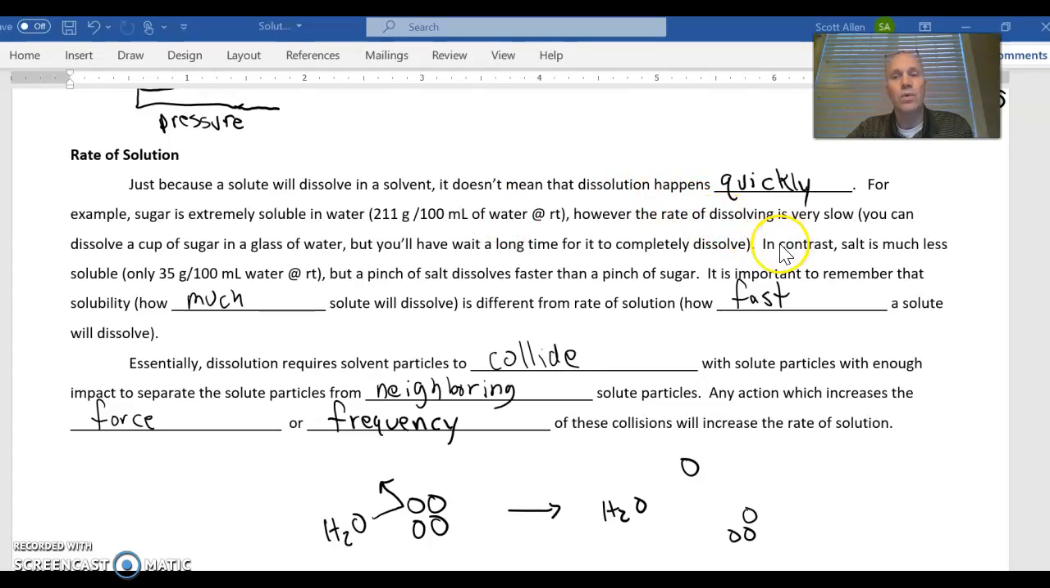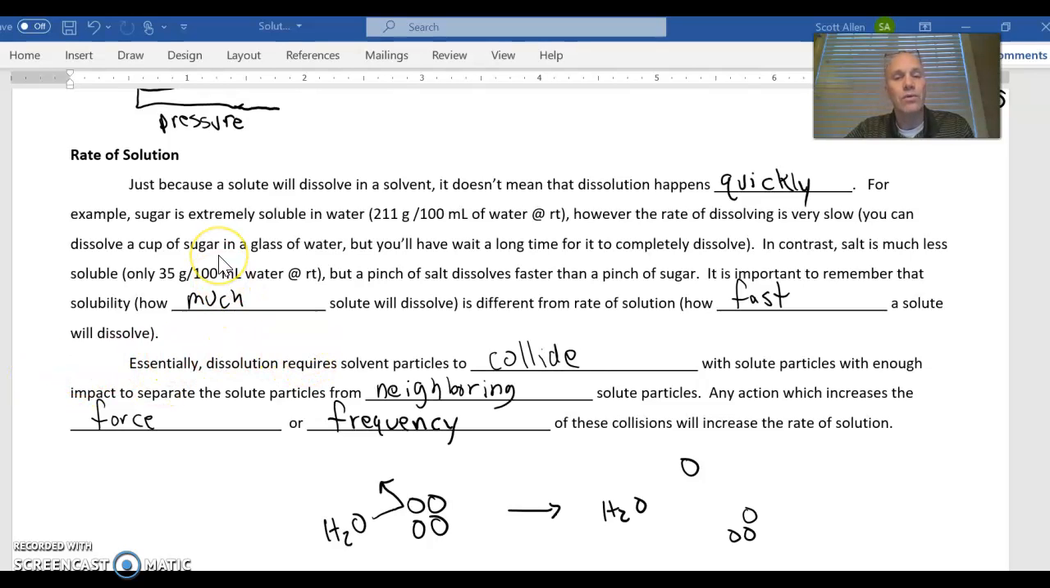In contrast, salt is not nearly as soluble in water as sugar. But if you add a pinch of salt to water, it actually dissolves fairly quickly. So what affects this rate, or the speed that things will dissolve?